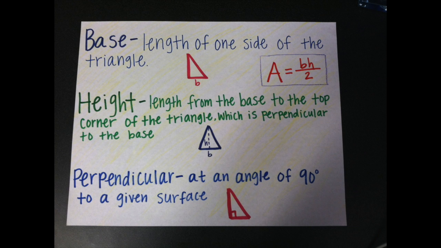And you're probably wondering, what is perpendicular? And so if you can imagine 2 straight lines, a horizontal line and a vertical line, when they meet or intersect in the middle, they form a 90-degree angle. And so that 90-degree angle will help you find the height. And so our formula again is base times height divided by 2.